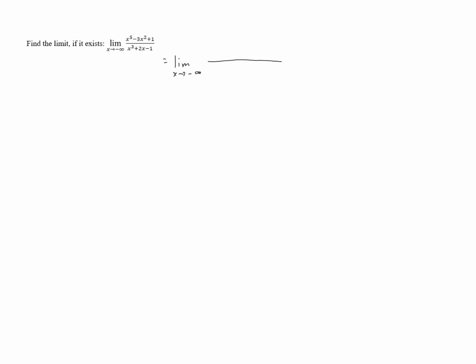So when we do that, x to the fifth over x cubed is x squared, minus 3x squared over x cubed is the same as 3 over x, and then plus 1 over x cubed. And then in the denominator, when we divide by x cubed, we end up with 1 plus 2 over x squared minus 1 over x cubed. And at this point, you know the drill.